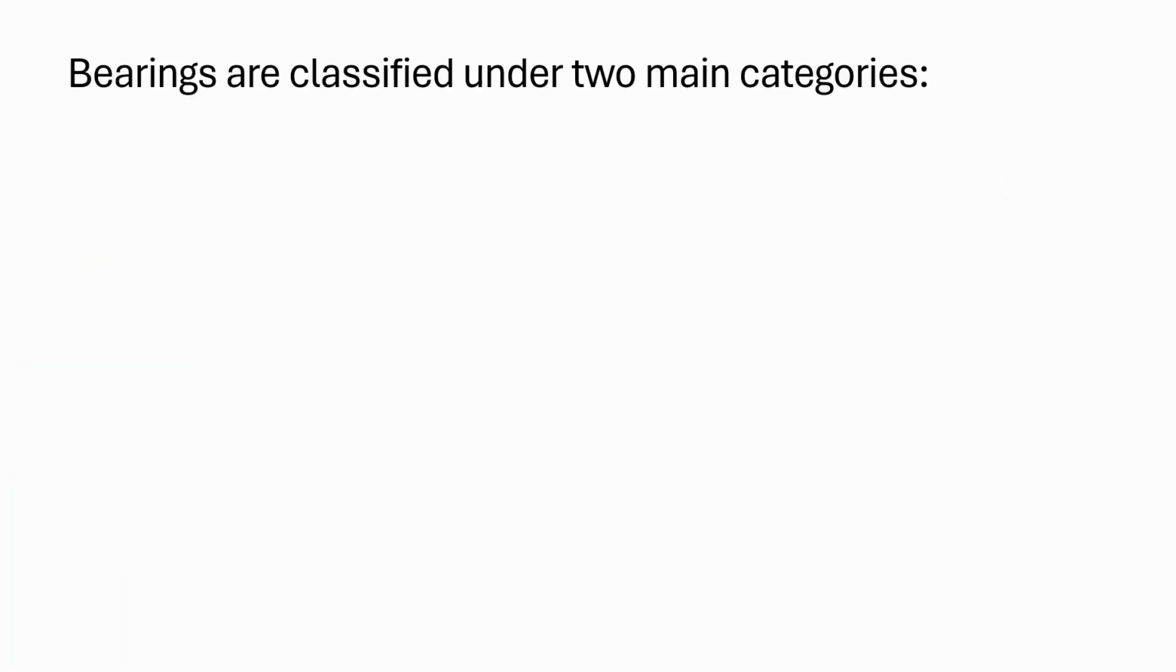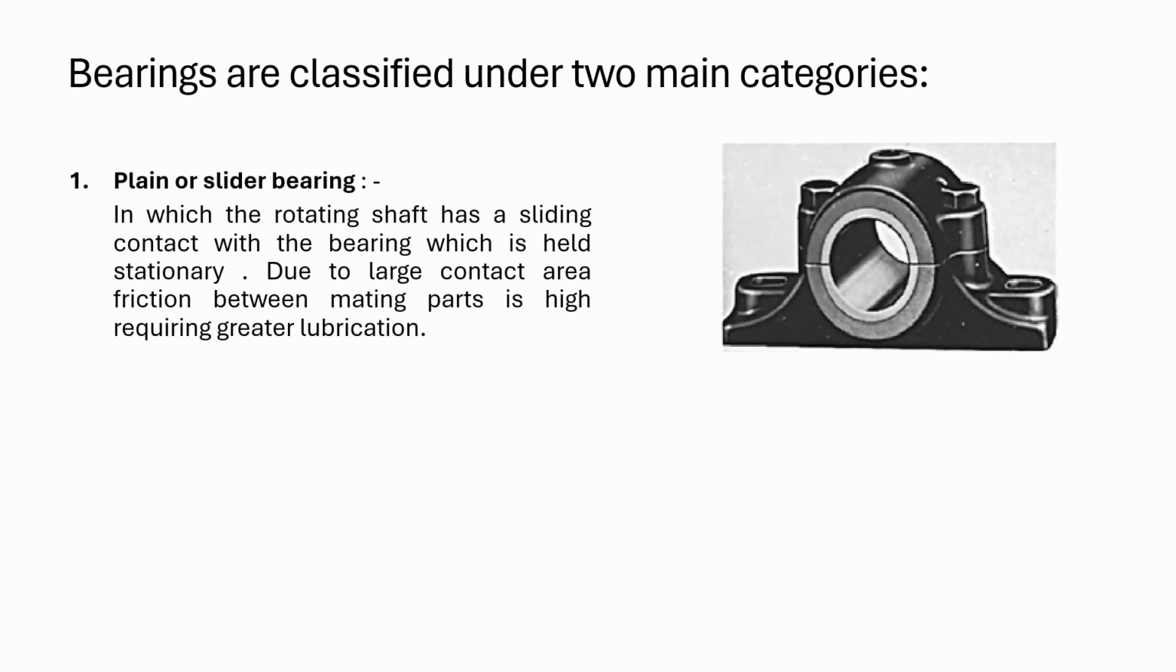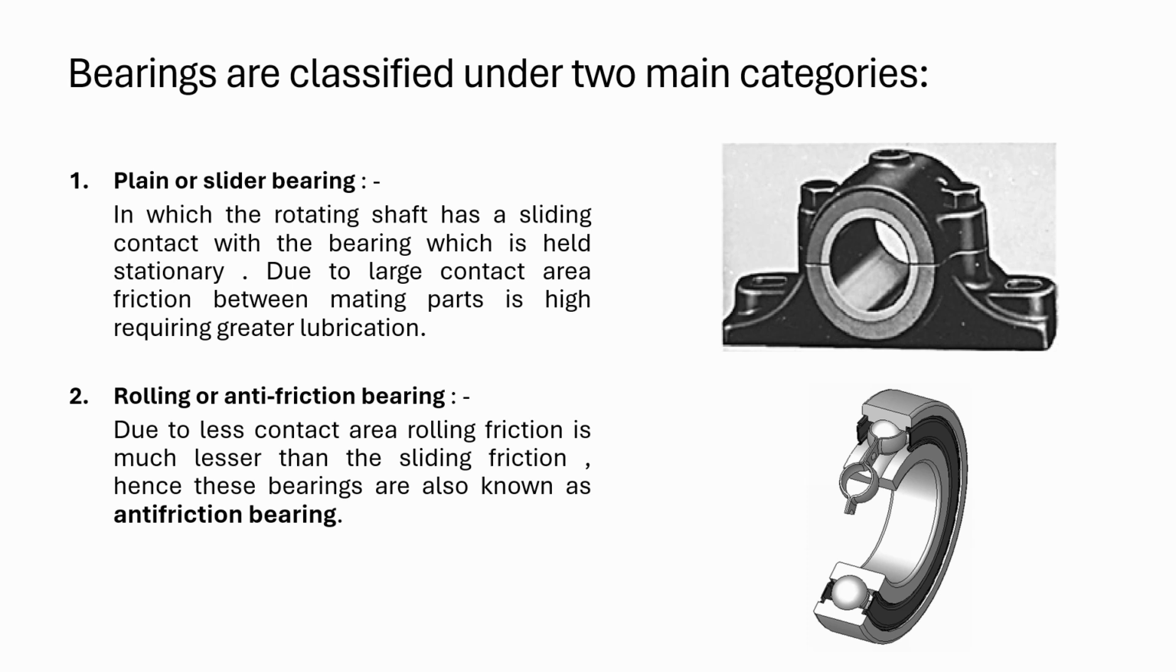Bearings are classified under two main categories. 1. Plain or slider bearing, in which the rotating shaft has a sliding contact with the bearing which is held stationary. Due to large contact area, friction between mating parts is high, requiring greater lubrication. 2. Rolling or anti-friction bearing. Due to less contact area, rolling friction is much lesser than the sliding friction, hence these bearings are also known as anti-friction bearings.